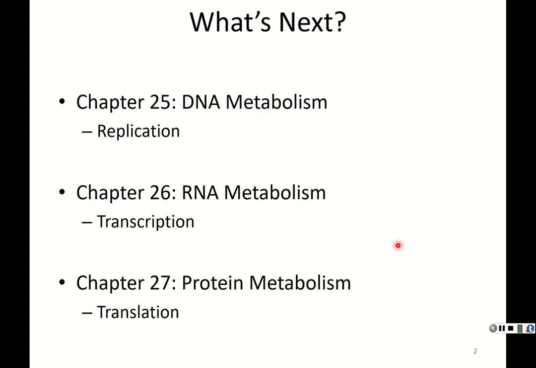Okay. So the last three lectures of this semester, we're going to be covering chapters 25, 26, and 27, and this is really what I consider to be where we cover the central dogma of biochemistry, and that's DNA information being converted to DNA, being converted to RNA, and being converted into protein. And the chapter titles are shown here for 25, 26, and 27.